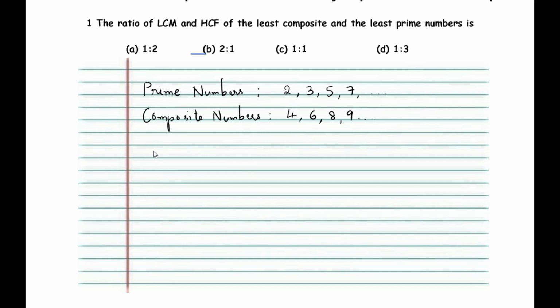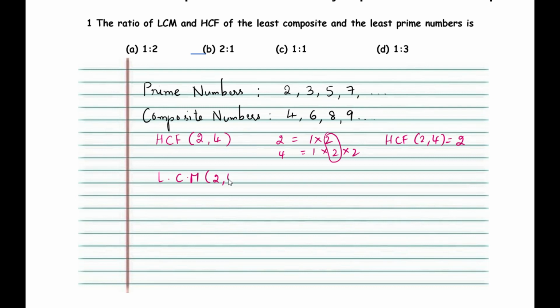Now we'll find the HCF of the least prime number 2 and the least composite number 4. HCF is the highest common factor. 2 can be written as 1 into 2, and 4 can be written as 1 into 2 into 2. The common factor we have is 2. Therefore, the HCF of 2 and 4 is 2.